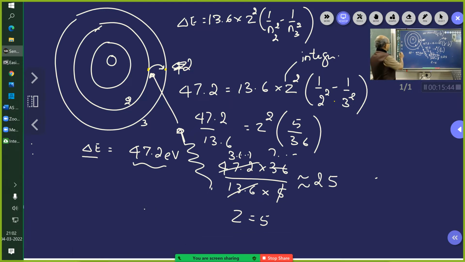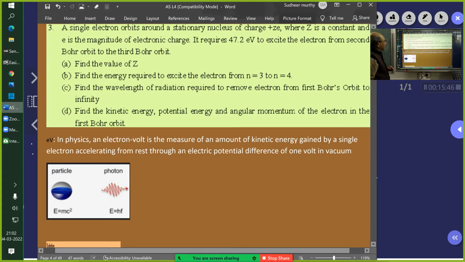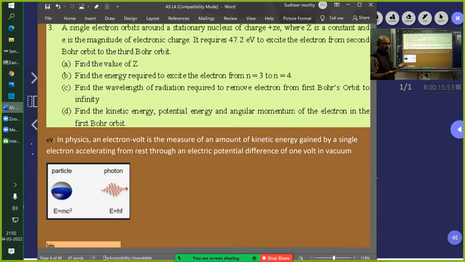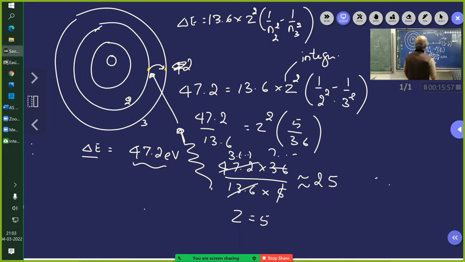Right. This is the first part. Then the second part. Find the energy required to excite the electron from n is equal to 3 to n is equal to 4. So again you have got to use the same formula. Only thing is n is equal to 3 to n is equal to 4. Right? So that means now this is 3 and this is 4. Here 3 and 4. And now that you have found out the value of Z is equal to 5, you have to substitute that and then you will get this value. Am I right?